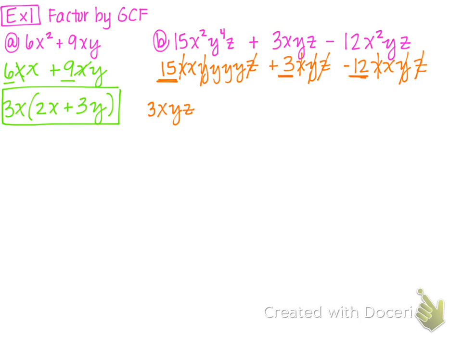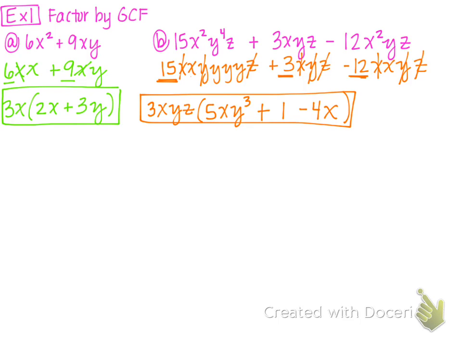So then we've got to figure out what we have left. 15 divided by 3 gives us 5. Then we have an x left. And then we have 3 y's left, which is y cubed. Plus 3 divided by 3 is 1. And we don't have any variables left. But you've got to put this 1 here to hold this spot. If you don't put the 1 there, whenever you go to redistribute, you're not going to get back the same thing. And then 12 divided by 3 is 4, so we have minus 4. And we have just an x left. So here's our factored polynomial. You can check this always by redistributing.